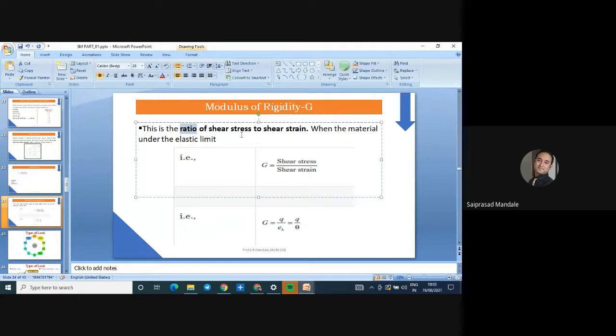This is the ratio of shear stress to shear strain when the material is under the elastic limit. Within the elastic limit, when the stress is directly proportional to strain, it is called Hooke's law. And at that instant, when the ratio of shear stress to the shear strain is taken, it is said to be the modulus of rigidity. All these three moduli have the same unit. E, G, and K have Newton per mm square as the unit.